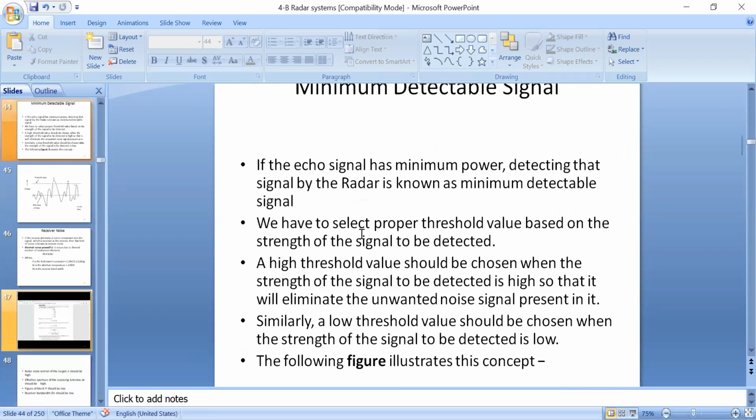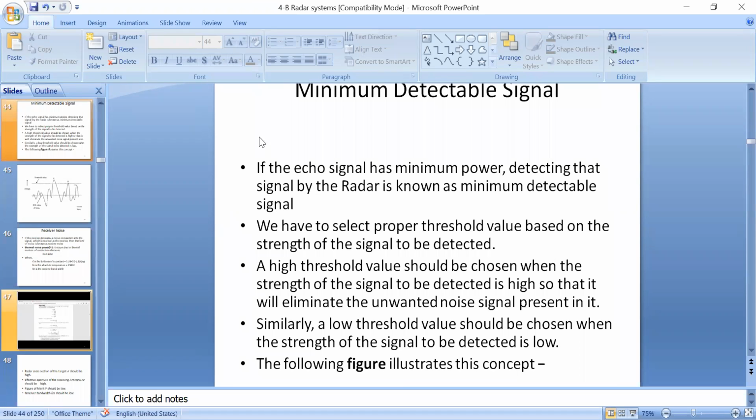So next we will see a very important concept called minimum detectable signal. What do you mean by minimum detectable signal? The radar system is able to detect targets up to some minimum power level only. If the echo signal is below this minimum level, the radar system is not able to detect the target. If the received echo signal power level is equal to or above this minimum power level, then the radar system is able to detect the target, right?